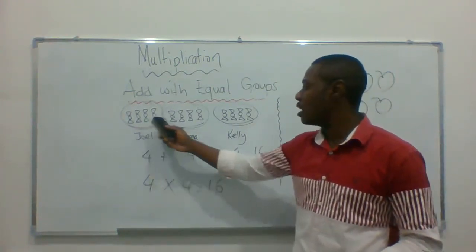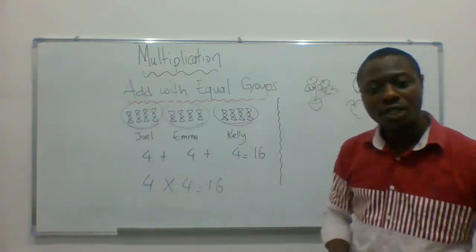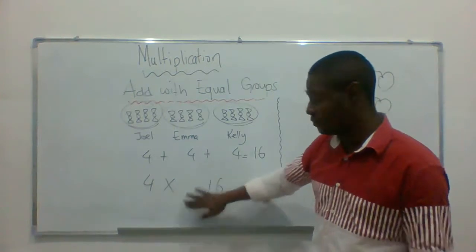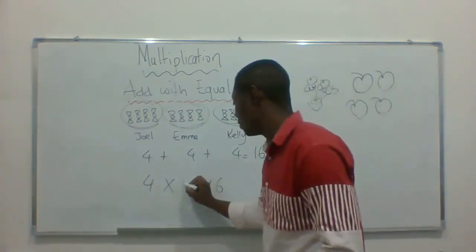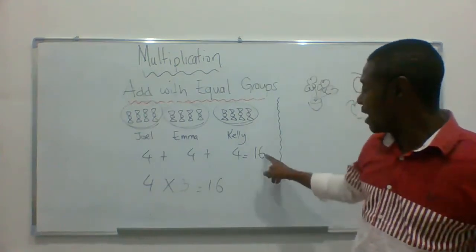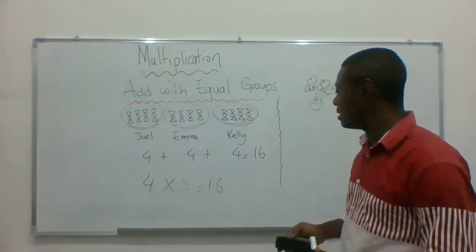Let's count. 1, 2, 3. There are only 3 groups, not 4. So I'm going to erase the 4 and put the 3 here. If I put the 3, will the answer still be 16?